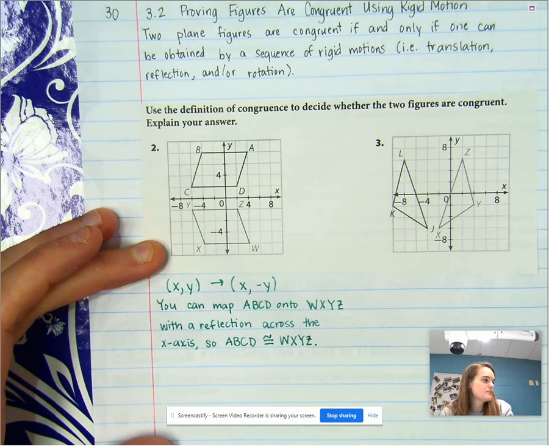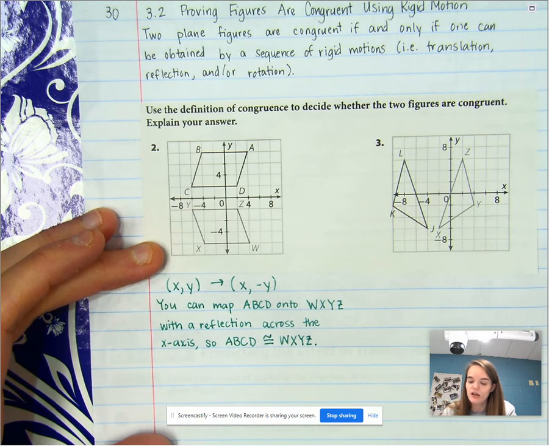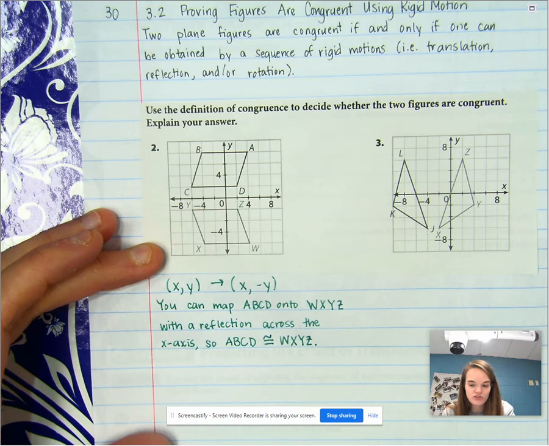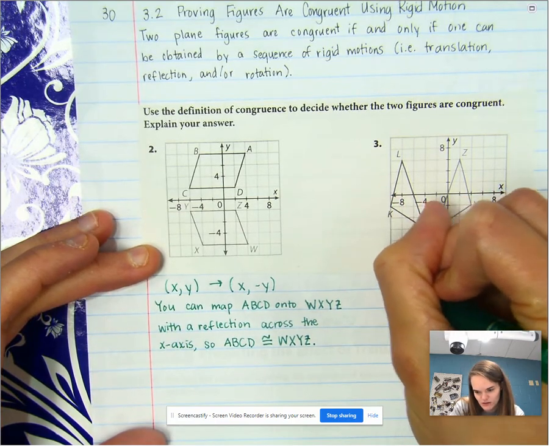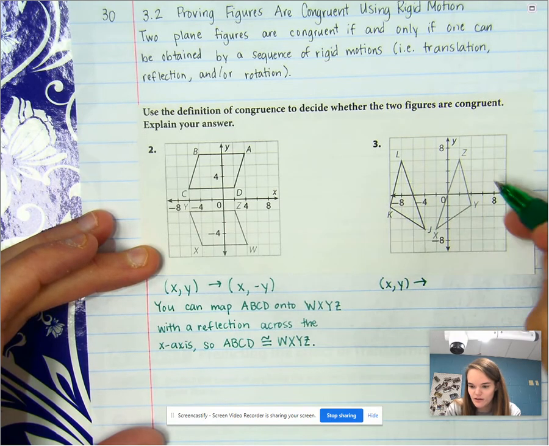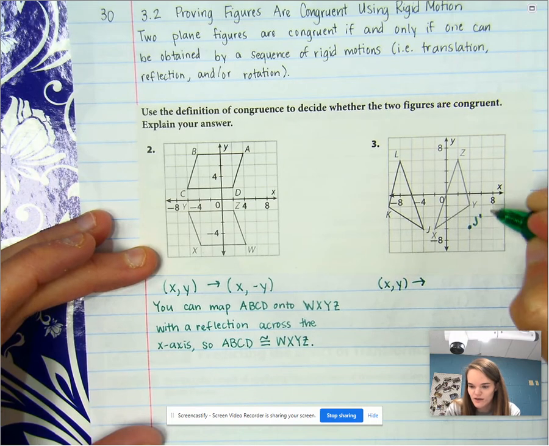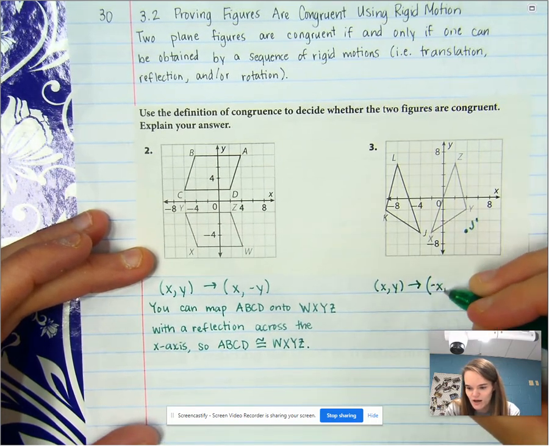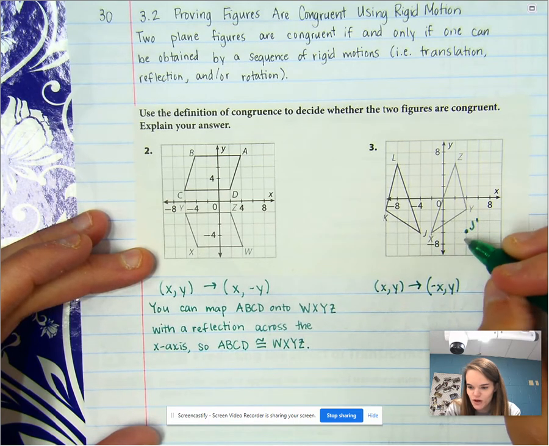Okay, pause the video and try number 3. See if you can get JKL onto XYZ. There's more than one way. Yours does not have to be the way I'm going to say it is in a minute. Okay, here's what I'm thinking. I'm thinking we could take JKL and reflect it over the y-axis, which is negative x comma y. But then, to get it over here, I would have to move it over.